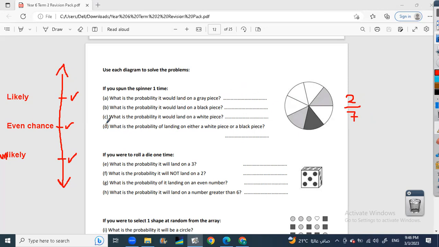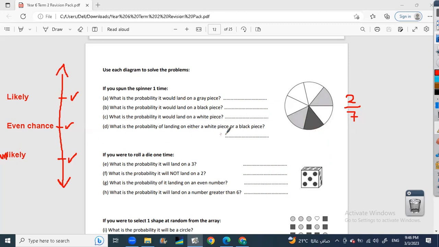All right, if I get to this question C, what is the probability it would land on a white piece? White piece, I got 1, 2, 3, 4 out of 7. 4 out of 7, that is more than the half. More than the half means likely. Okay, what is the probability it would land on a black piece? Black is only 1 out of 7. 1 out of 7, that is way less than the half. Less than the half, then it is unlikely to happen.